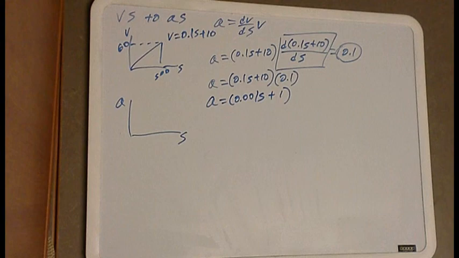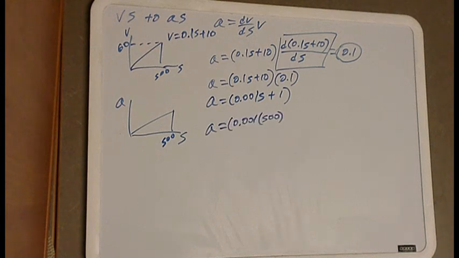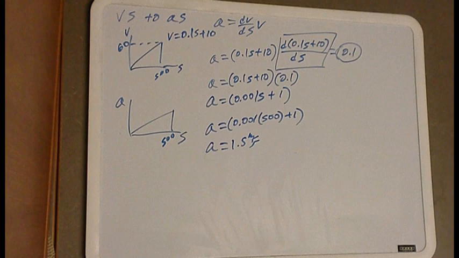Now we can take that and put it in an acceleration versus distance graph. So we know that we accelerate all the way out to 500. So A is equal to 0.01 times 500, and that will give us our acceleration at 500 meters, plus 1. A is equal to 6 meters per second squared. And that is how you take velocity in terms of distance and change it into acceleration in terms of distance graphs.